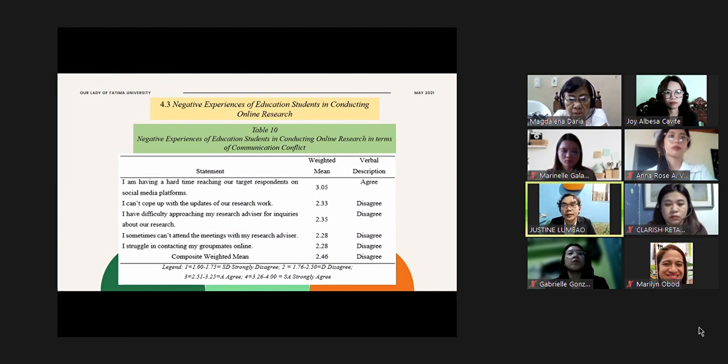I struggle in contacting my group mates online, which has a 2.28 weighted mean, disagree. With a composite weighted mean of 2.46 and verbal description disagree. Next po.